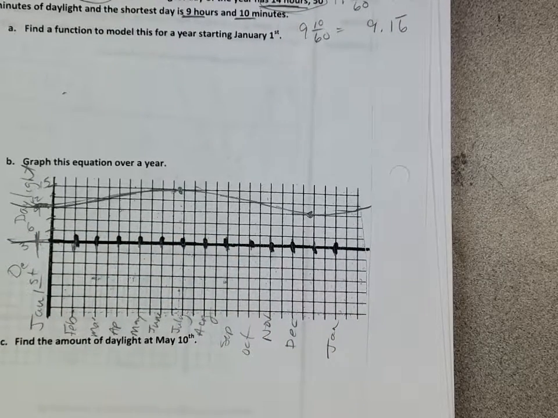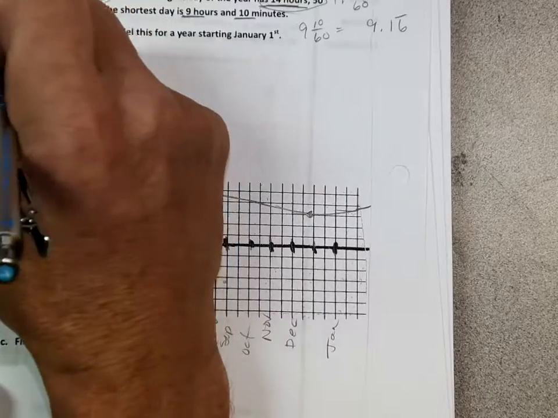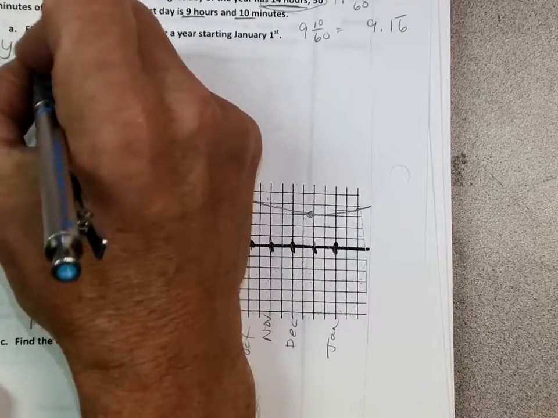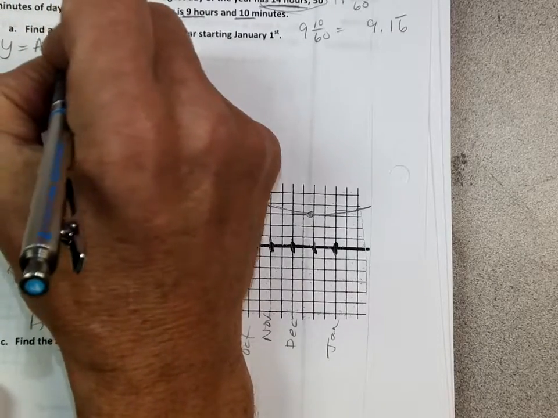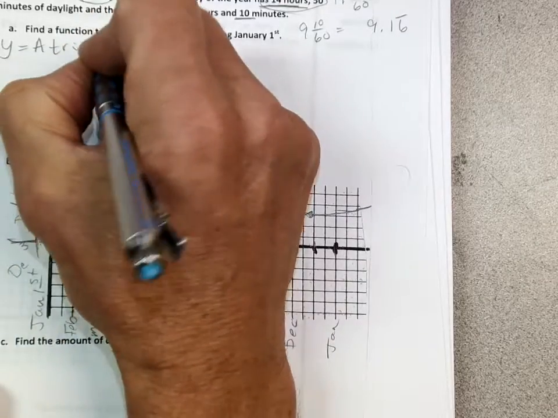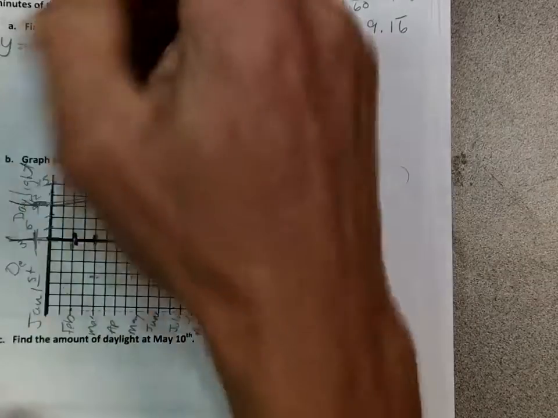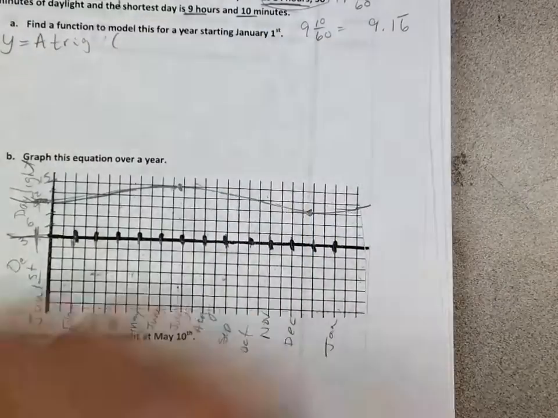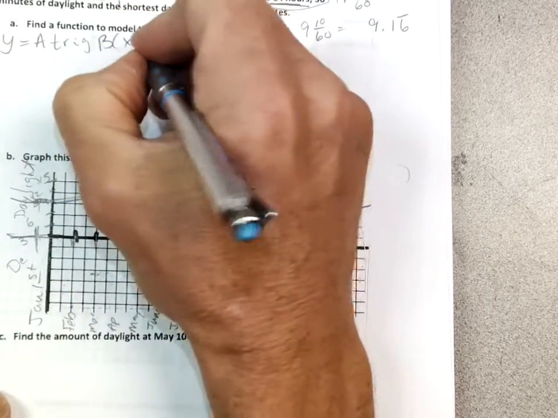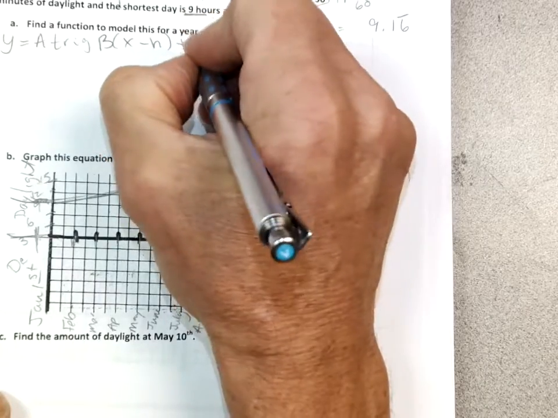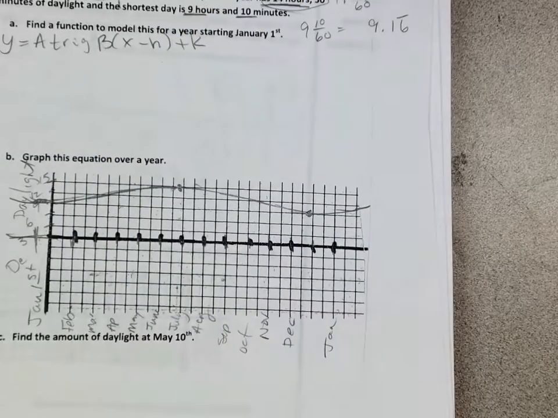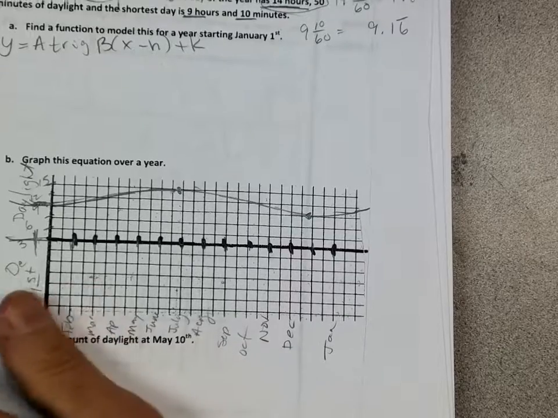Now, we can find an equation. So let me go ahead and write down what we know. We're going to write y equals a trig, b(x minus h) plus k. That is our equation, right? Keep looking at that over and over again. That is the main equation we need.